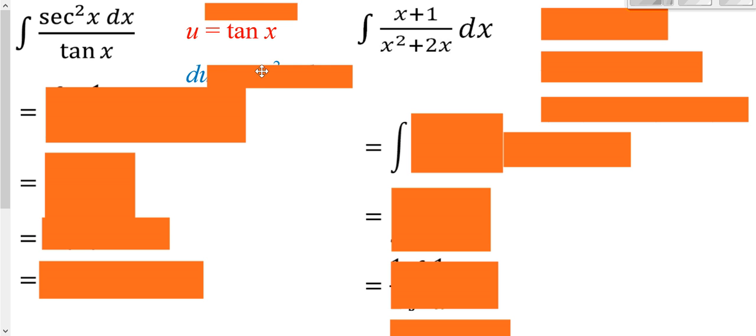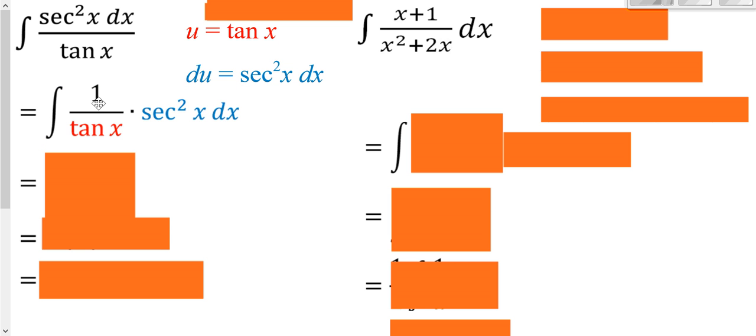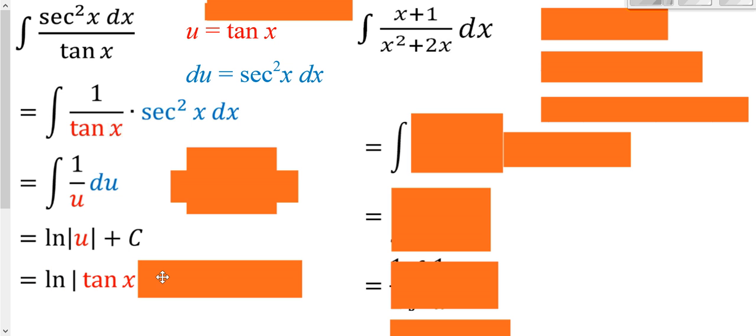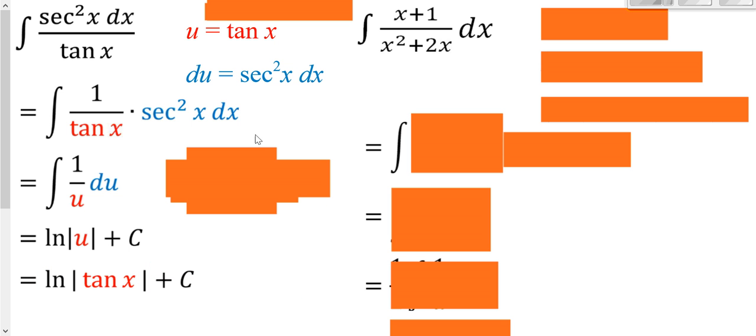So if I do my du, taking the derivative, you should remember the tangent derivative is secant squared, and that's what we have here. So looking at it, we'd have a 1 over tangent times our secant squared. So tangent, once again, is u, so it's 1 over u. Secant squared dx is our du. Oh, well, it's pretty easy to integrate 1 over u. That's just our natural log with a plus c. So then we plug in what u is, which was tangent of x, with our plus c.